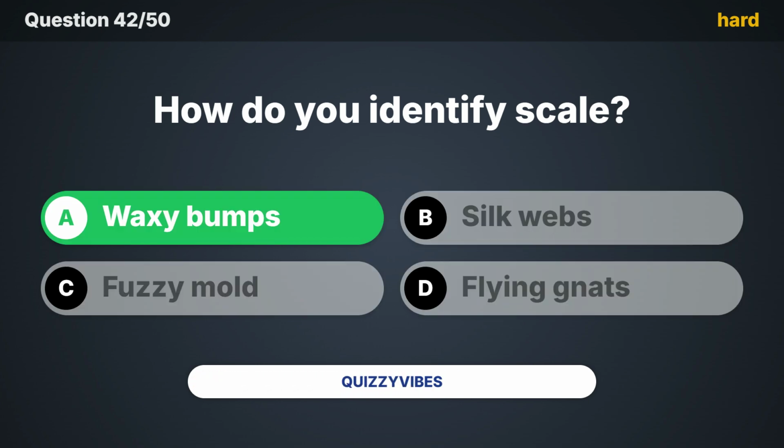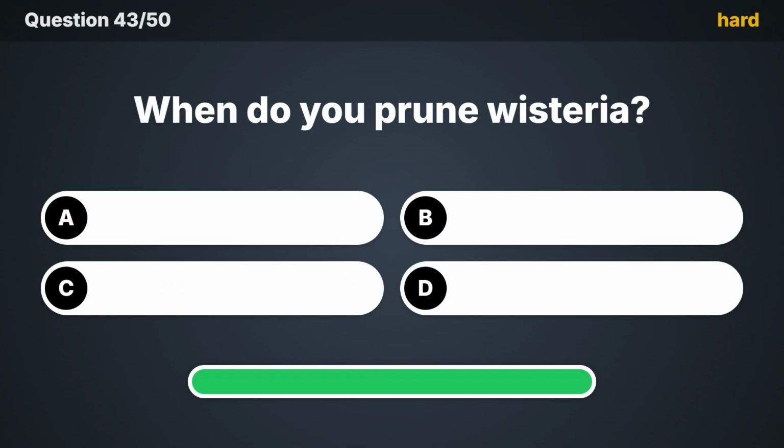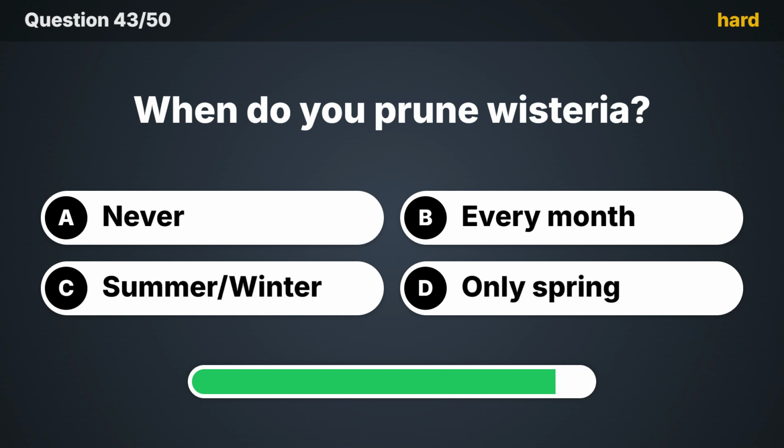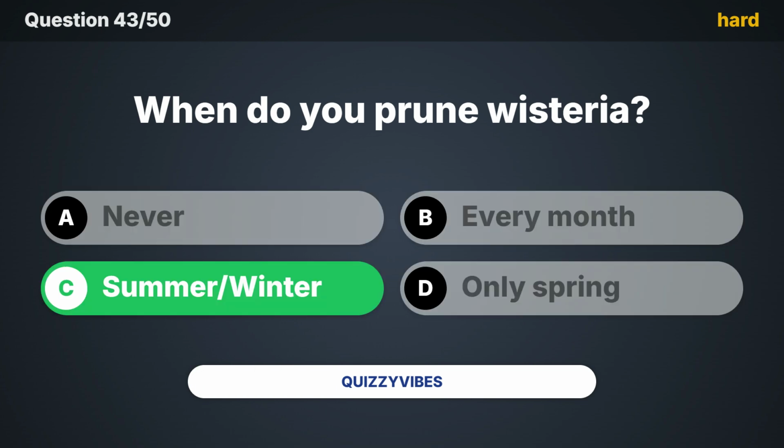Time's up. It's waxy bumps. When do you prune wisteria? Did you guess it? The answer is summer-winter. Why do you use a dibber?